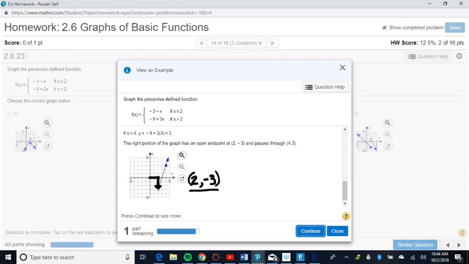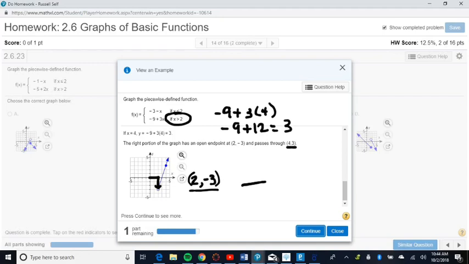Okay? Then they're simply going to choose any other number that's within the domain to find another point to use on the graph. And they used 4. So if you plug in 4, -9 plus 3 times 4, okay, gives you -9 plus 12, okay, which is 3.